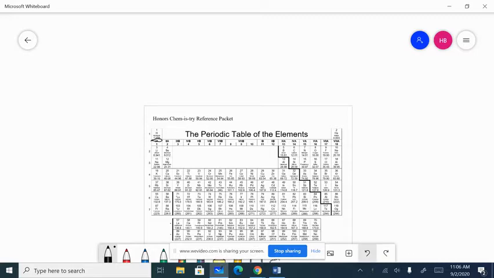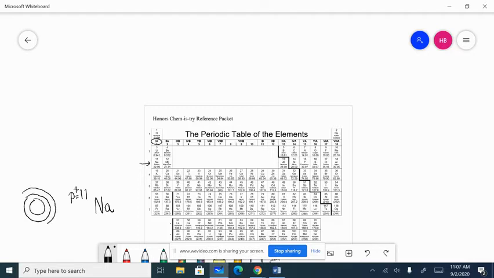Notice at the top here, it says 1A. Everybody in this family has one electron in the outside energy level. So one valence electron, and we're dealing with the third principal energy level. So first is sodium. Sodium has 11 protons, and when he is an atom, he has 11 electrons.